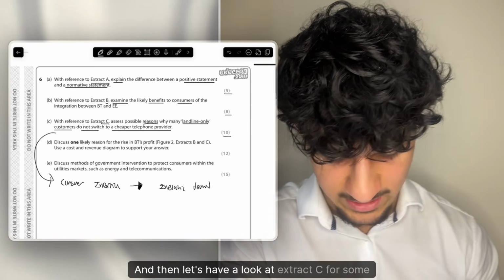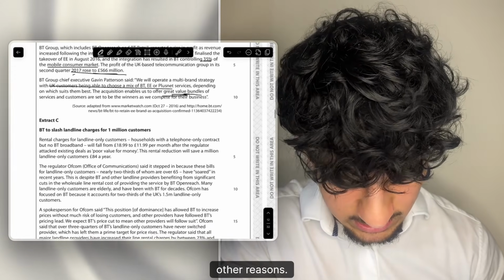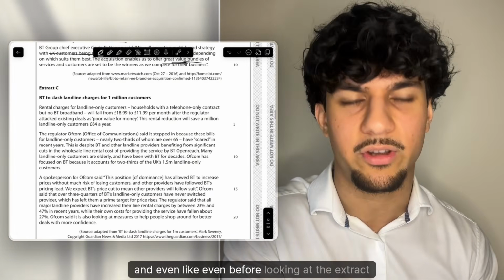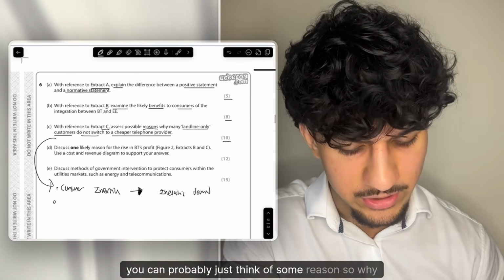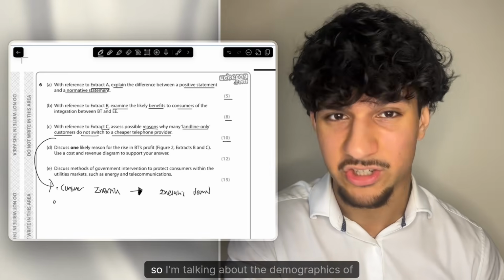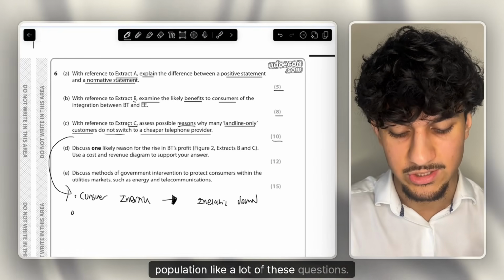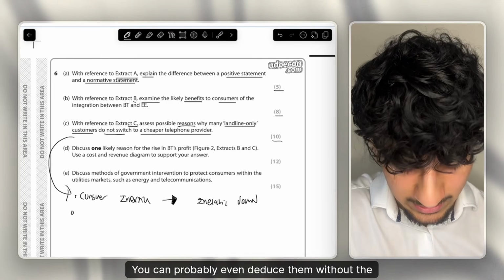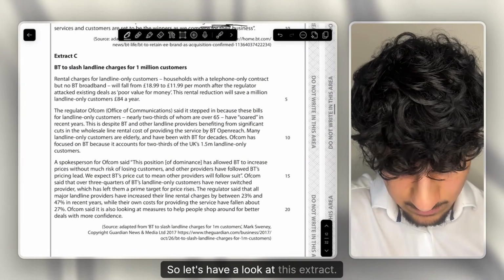And then let's have a look at extract C for some other reasons. Even before looking at the extract, you can probably just think of some reasons why some people might not switch to a cheaper telephone provider. Try to think about the demographics of the population. Like a lot of these questions, you can probably even deduce them without the extract. So let's have a look at this extract C.